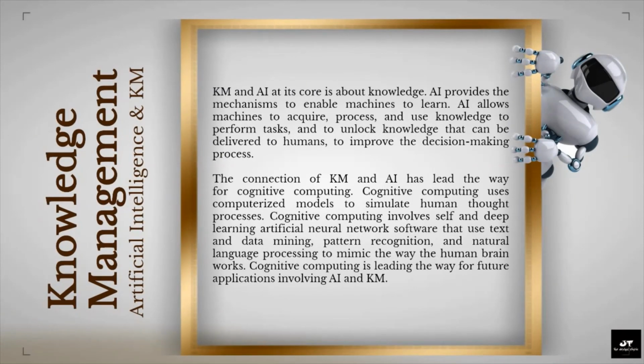KM, and AI at its core, is about knowledge. AI provides the mechanisms to enable machines to learn. AI allows machines to acquire, process, and use knowledge to perform tasks, and to unlock knowledge that can be delivered to humans, to improve the decision-making process.